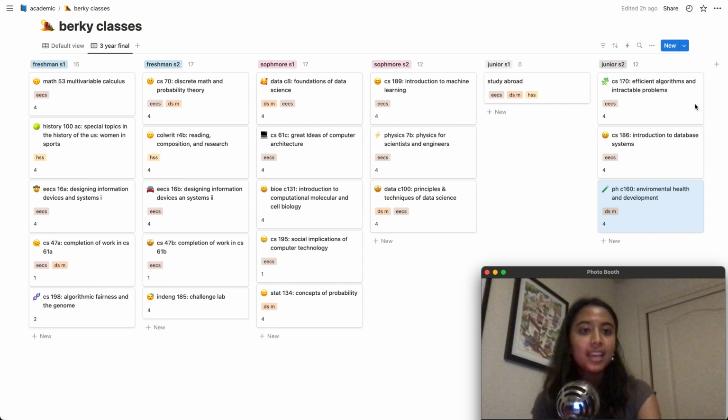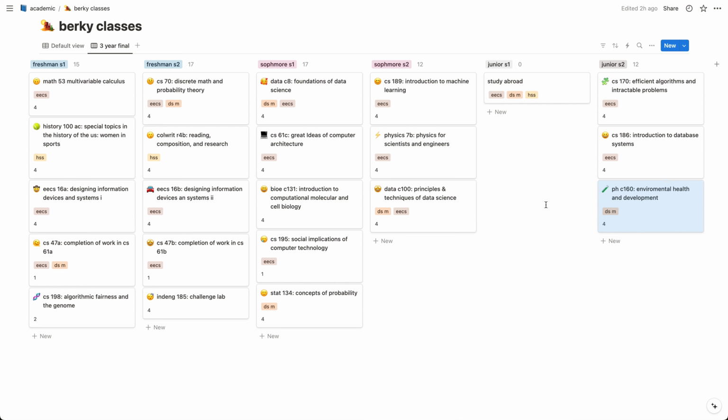And then junior year, I feel like I wish I had taken a DeCal. I was having major senioritis, and I was like, you know what, I'm just gonna go chill. But I feel like there were some DeCals that I could have really enjoyed. So it's just up to you what you want to value. But this is my overall schedule.